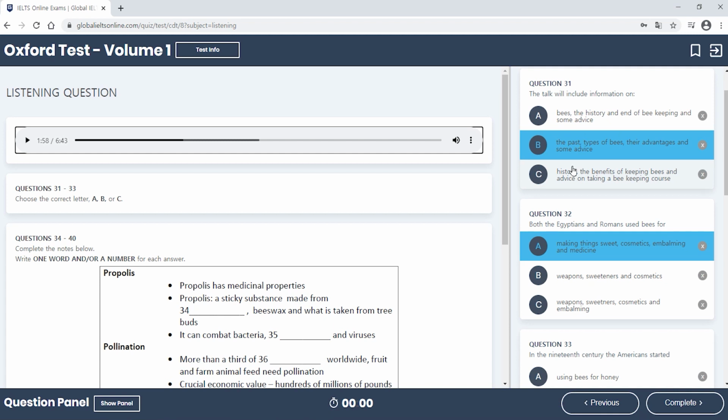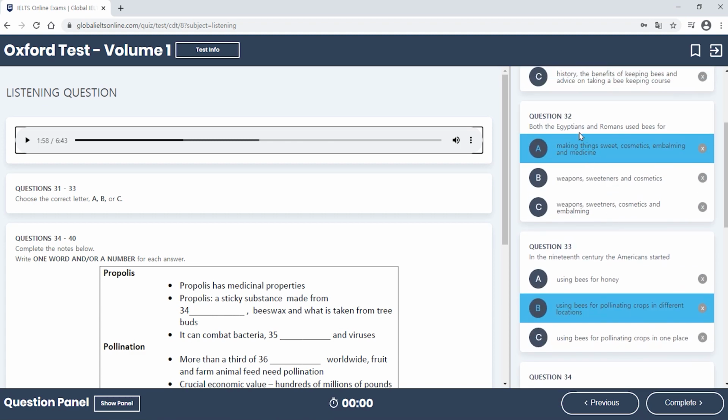He says, "then go on to speak about the various species of bees and why they're so beneficial." So I thought, okay, beneficial, benefits, maybe the answer is C. And finally, "I'll end by giving some advice." But he doesn't say advice on taking a beekeeping course. He doesn't mention a course or academics. He just gives advice to people who are thinking about taking up beekeeping. So the answer is B here, because he doesn't specifically mention some kind of course or class or academic thing. That's why we know he's going to talk about the class and types of bees.